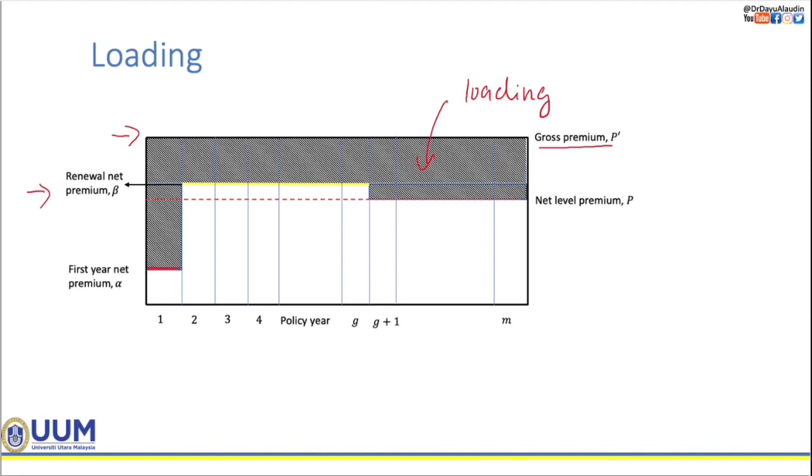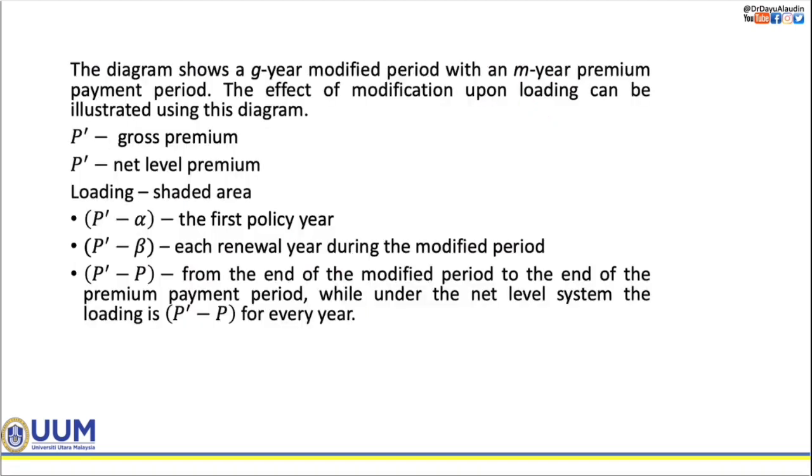And starting from G, it becomes the net level premium. So this is P. We use P in the timeline, and this is beta, and this is alpha. The diagram shows a G-year modified period with an M-year premium payment. The effect of modification upon loading can be illustrated using the diagram.